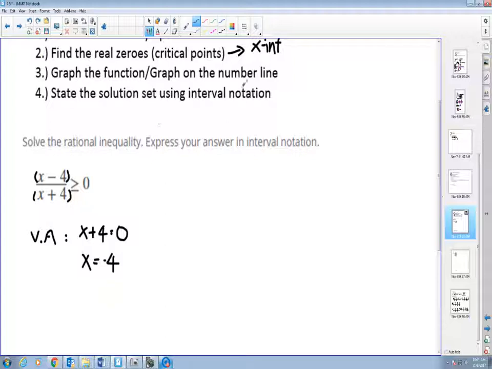Now find the real zeros, or the x-intercept. That's when we set our function equal to 0. Find x when y equals 0. Same trick as I showed you in the previous video, using cross product: x minus 4 times 1 is still x minus 4, set equal to 0 times the two terms down here, which is 0. If I move the -4 over, x is equal to 4. So I have an x-intercept, the real zero, at x equals 4.